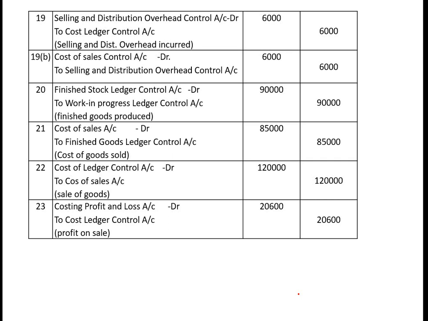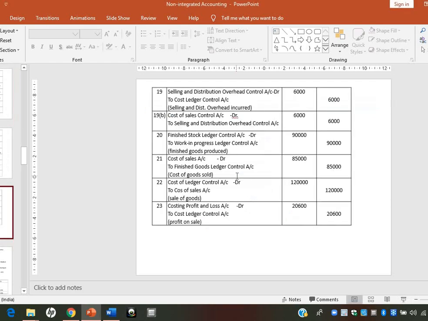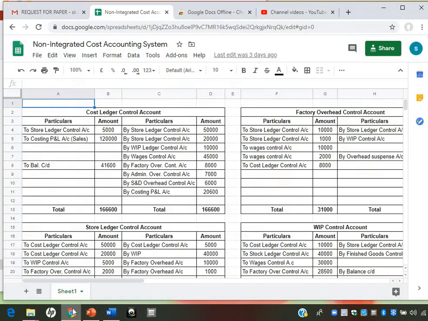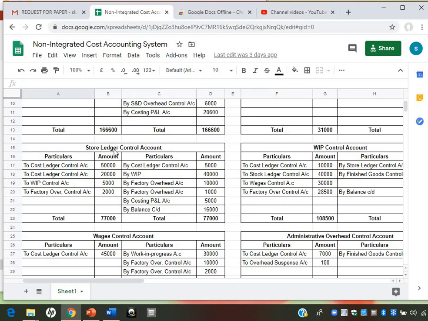Now we will see the ledger, how we will prepare that ledger. You know how the ledgers are prepared, but I will show you the snapshot of entries. You can see, first of all, I have prepared the cost ledger control account. So let's see first of all the store ledger, because we started our discussion with the store ledger. So you see the store ledger control account.